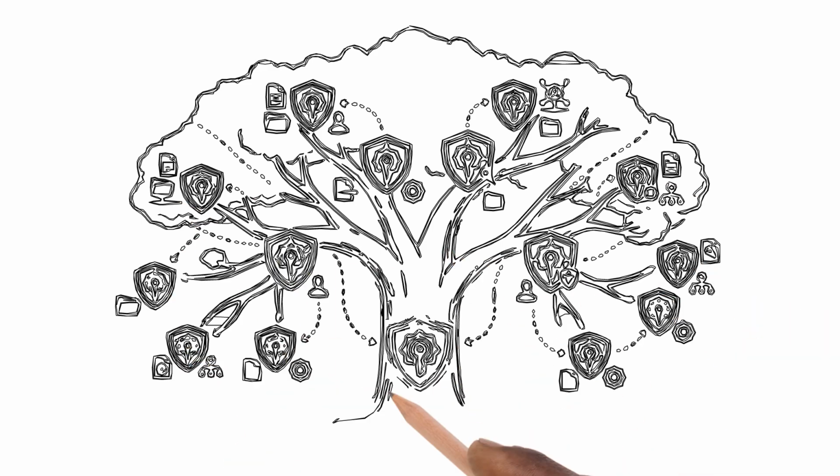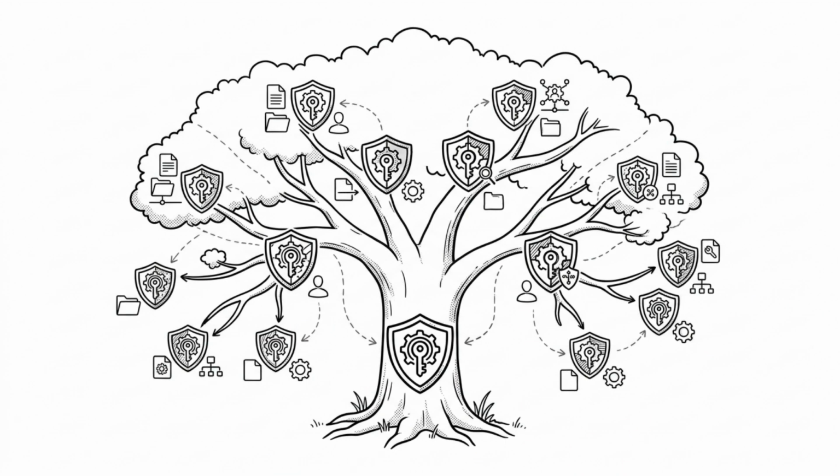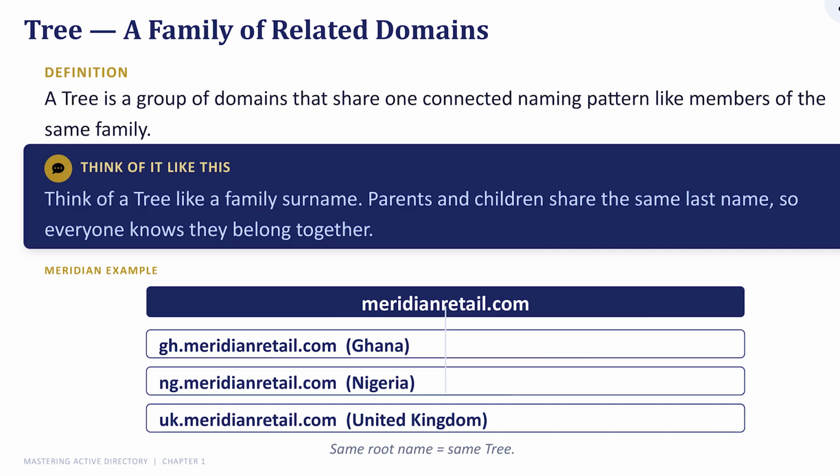Now we move to building block number 2, which is a tree: a family of related domains. The definition says a tree is a group of domains that shares a connected naming pattern. The presentation compares it to a family surname. Think about meridianretail.com, then gh.meridianretail.com, or ng.meridianretail.com, or uk.meridianretail.com. Look at what they all have in common: meridianretail.com. That is the root naming structure. So the slide's idea is same root name, same naming family, same tree.